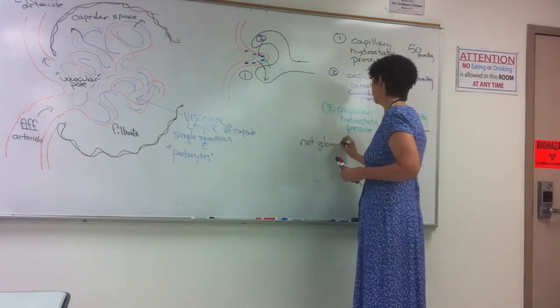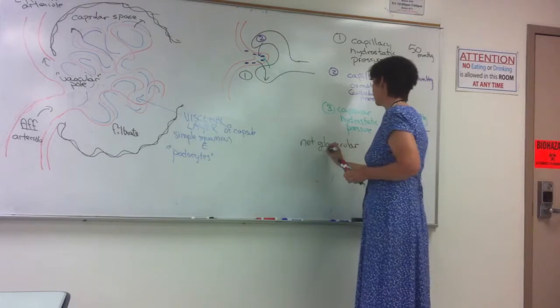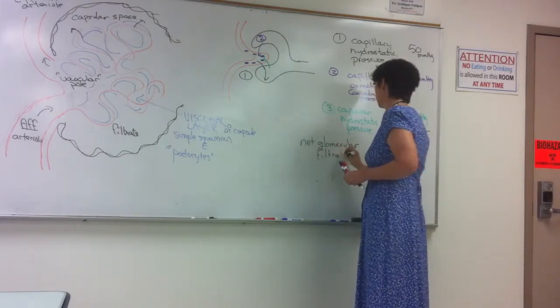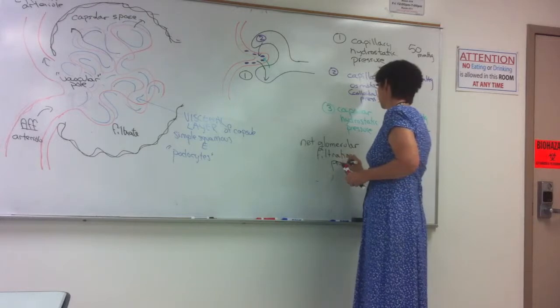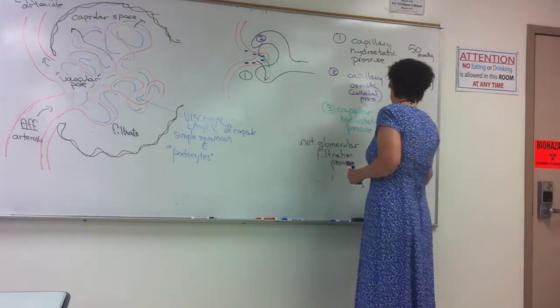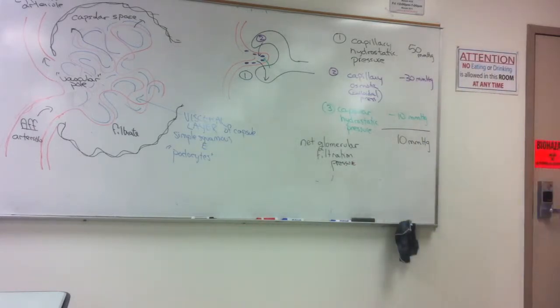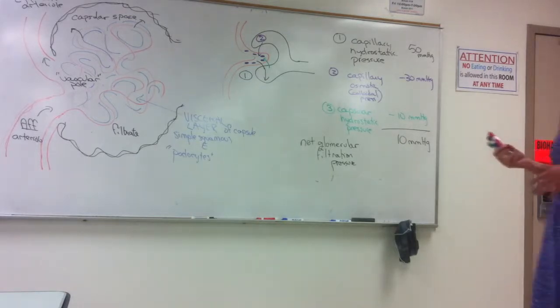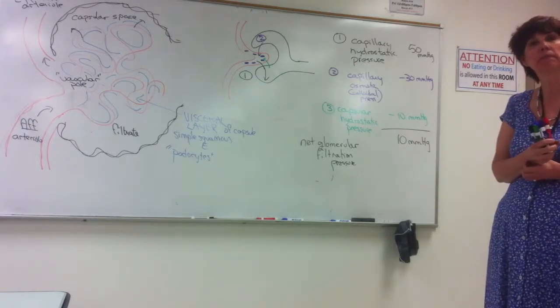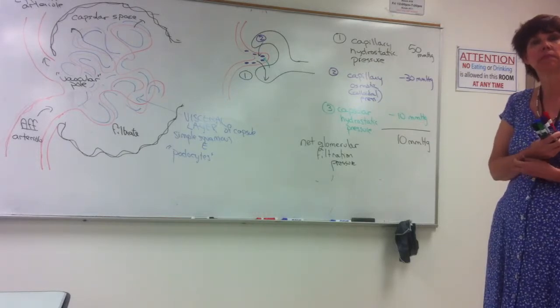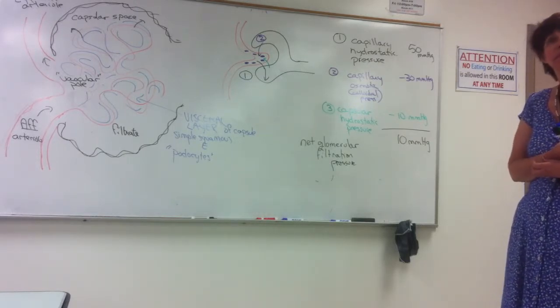glomerular filtration pressure, if we subtract those two values, and our net filtration pressure is 10. Now, obviously, this can be changed. So wait a minute. Isn't it 40 here? Am I tripping right now? So 50 minus 30 minus 10. Okay. I'm lost.